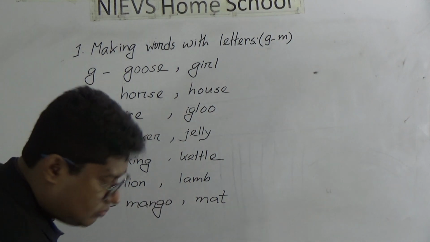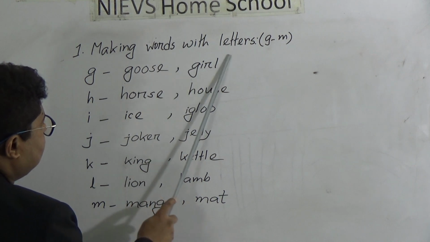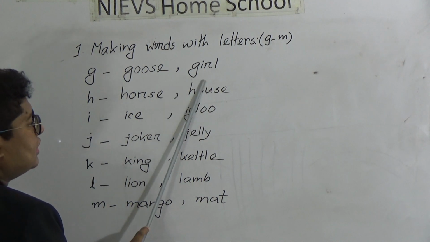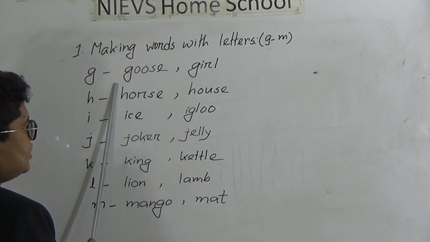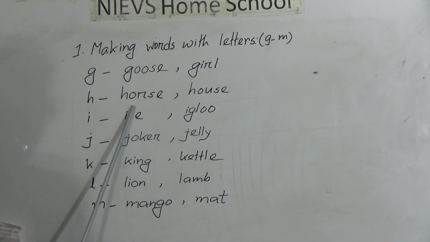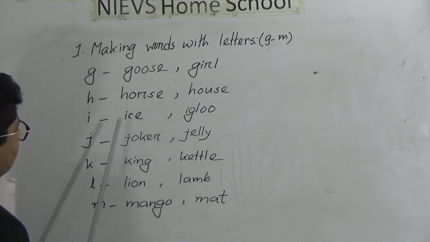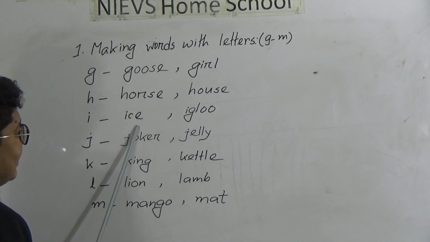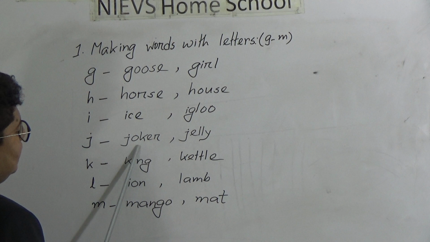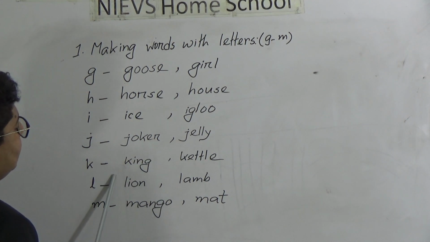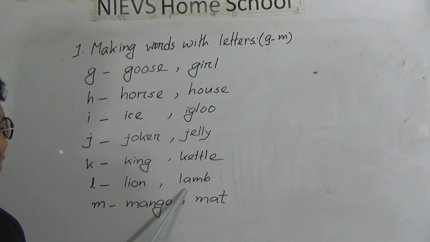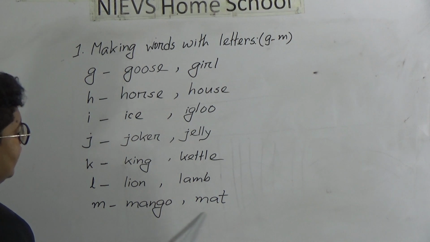So let's read again. Making words with letters from G to M. So G for goose, G for girl. You have to start the words with capital letters. Remember, okay? G for goose, G for girl. H for horse, H for house. I for ice, I-C-E, ice. I for igloo. J for joker, J-O-K-E-R, J for jelly. K for king, K for cattle. L for lion, L for lamb. M for mango, M for mat.